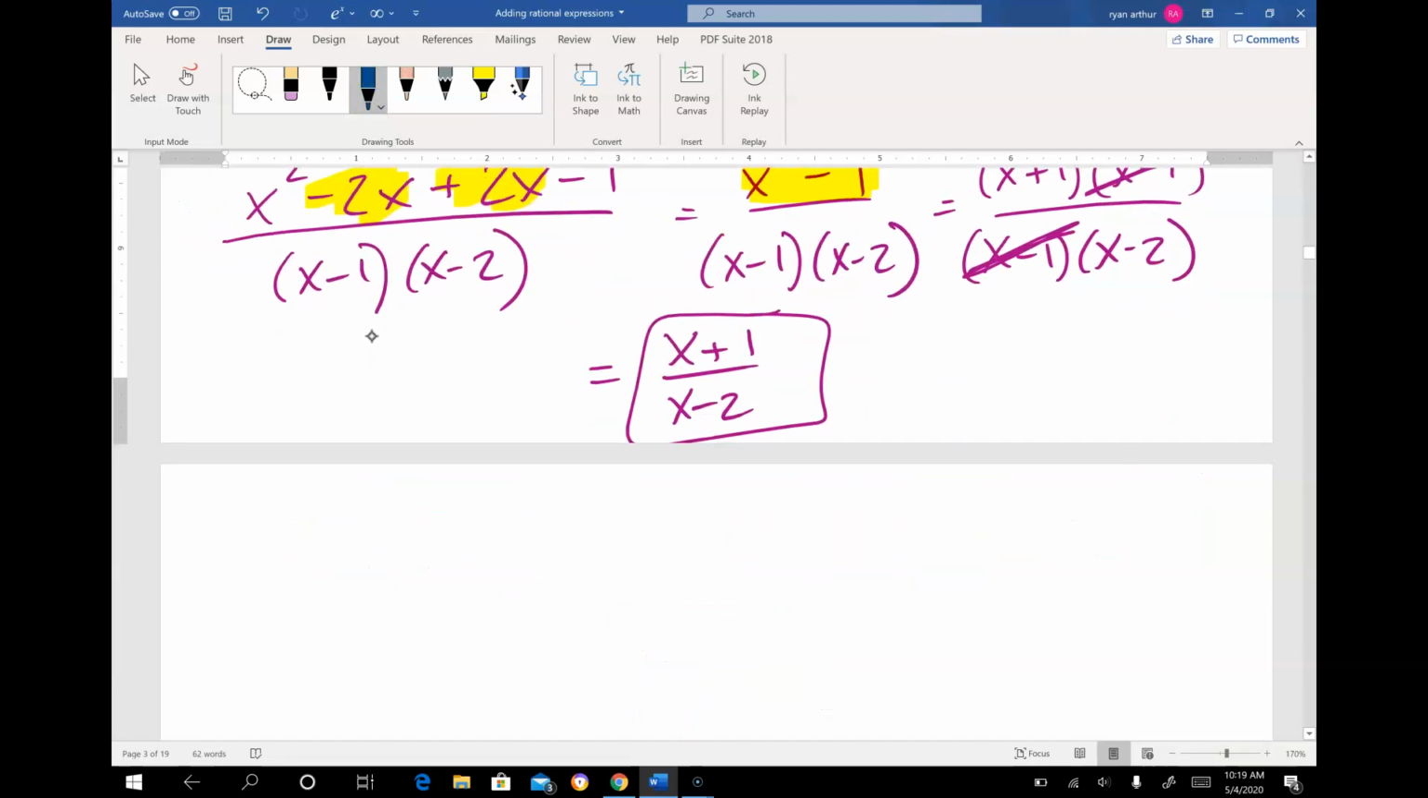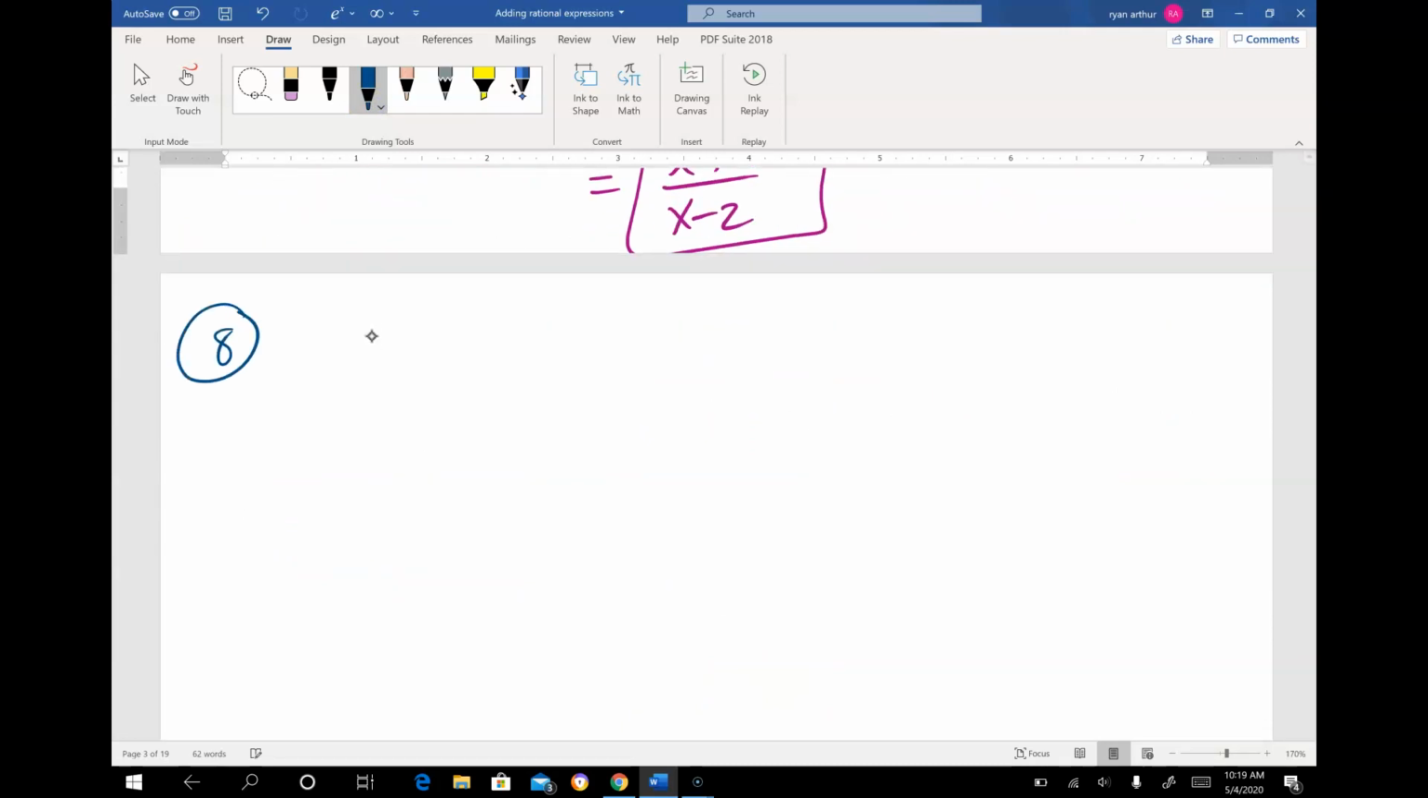All right, so number 8. Number 8 is going to be, here we go, 7x plus 5 over x plus 2 plus 3x plus 2 over x plus 4. So the denominator is already factored for you.